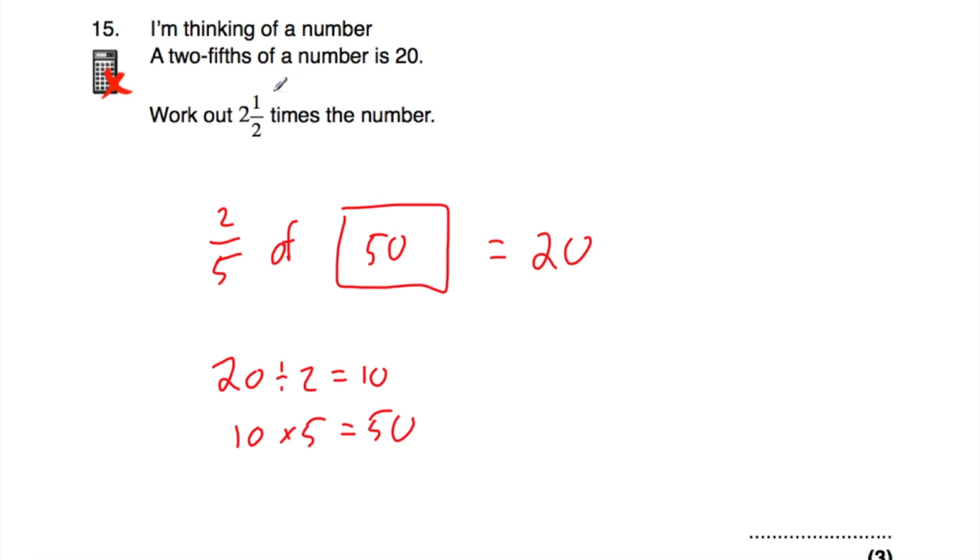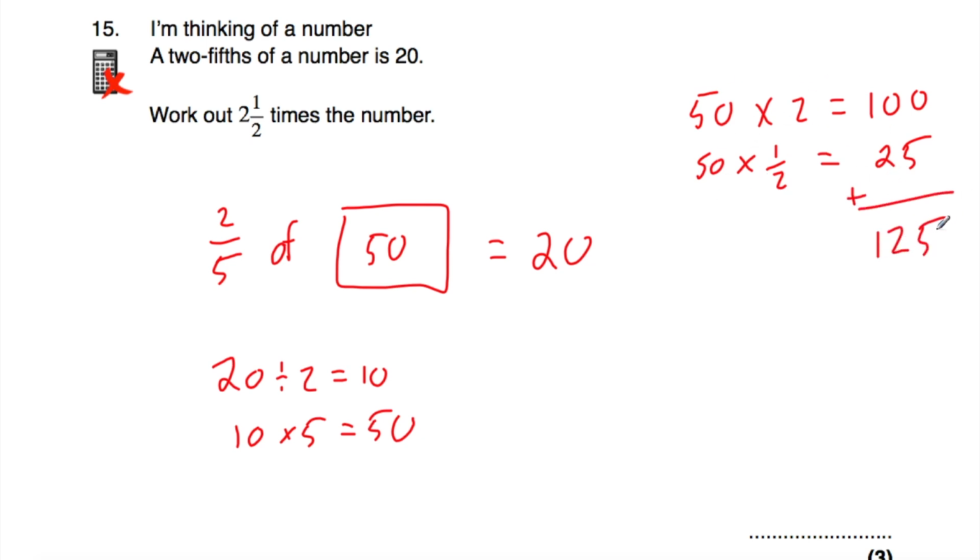And then the question says to work out 2.5 times the number. If we take our 50 and times it by 2, that's equal to 100. So that's 2 times the number. And then let's do a half of the number. So half of 50 is equal to 25. So 2.5 times 50 would be, if we add those together, 125. And let's just think about it. 2.5 times the number, that'll be doubling it, which is 100, and then another half of it, which would be 25. And adding them together would be 125. And that's it. So 2.5 times the number will be 125.